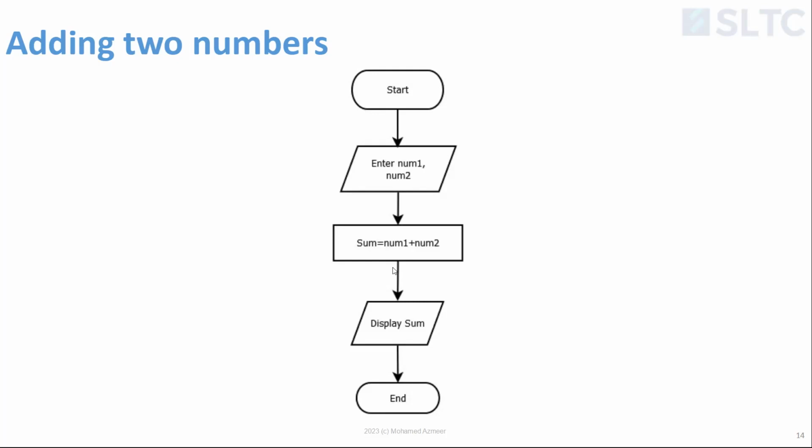Then we display the sum, and we end the program. Very simple. You take two numbers, you add them and store the value in another variable, you display that variable, and you end the program. If you follow the arrow, you know where it is starting and where it is ending. So all those boxes that we saw previously are actually used here. A very simple algorithm to add two numbers.